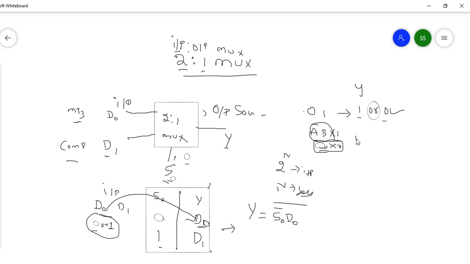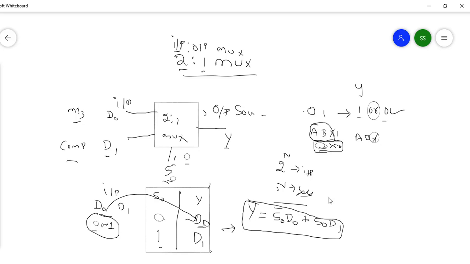So we are not writing A B1, because multiplying by 1 is not required. If you multiply with 1, it is the same. So we are leaving this one. But here Y is not 0 or 1, it is D0, so we are taking that. Next, in a similar way, it is S naught bar, because 1 and D1. This is called your 2 is to 1 multiplexer equation. What is the equation? S naught bar D naught plus S naught D1.